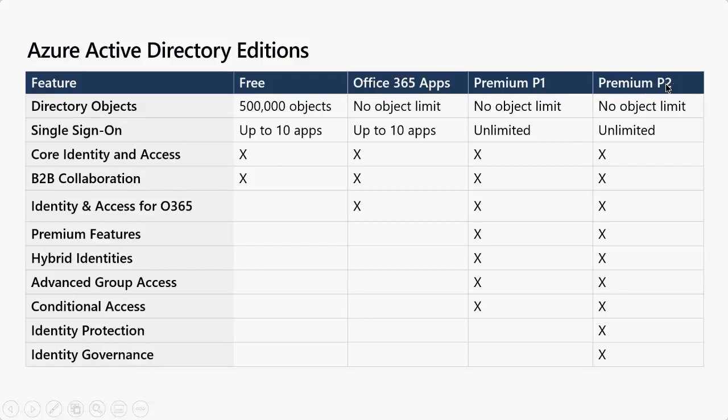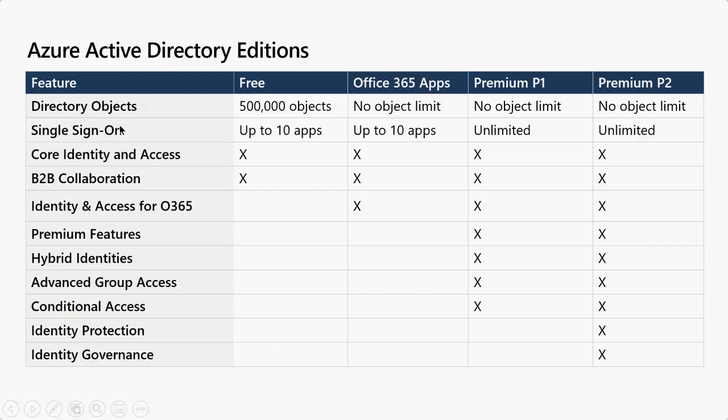That is the reason they are all covered under P2 licenses. If you go for the P2 license, there is no object limit and there is no SSO limit also. Single sign-on means, nowadays, whichever service you procure, they expect you to log in with your social account, right? You can type in your Facebook account or Google account or Twitter account, and so on. So it gives you the benefit of using your social account to log into the applications.